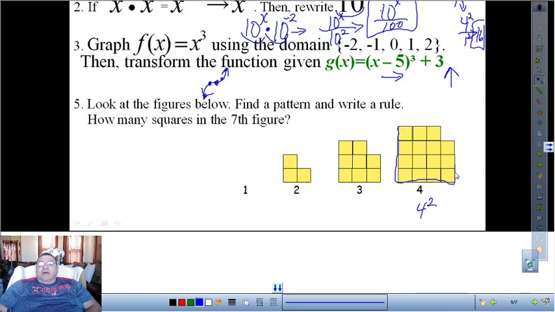But what do you notice now? That it's missing what? It's missing this one. How about this one? 3 squared, and it's missing what? This one. How about this one? 2 squared, and it's missing this one.